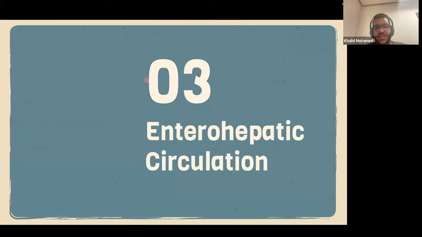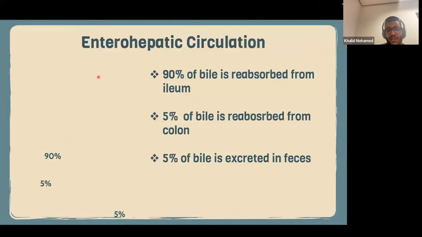Okay, so we don't need to synthesize a lot of bile salts. We only synthesize 5% a day of the bile salts we have. 95% is being reabsorbed from the ileum and the colon. Okay, and this is what we call the enterohepatic circulation. Entero refers to the cells in the small intestine, enterocytes, hepatic, the liver, and circulation. Okay, so it's a circulation.